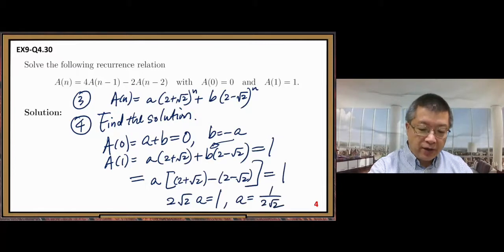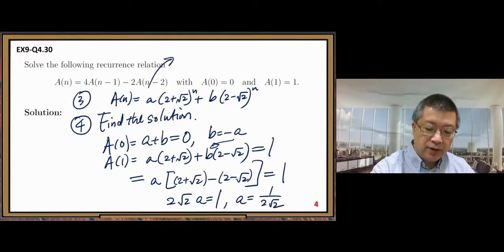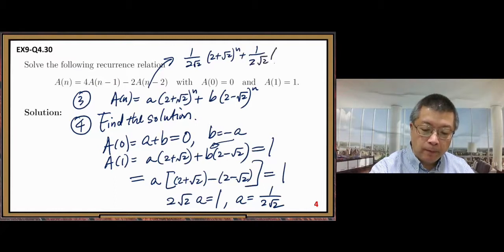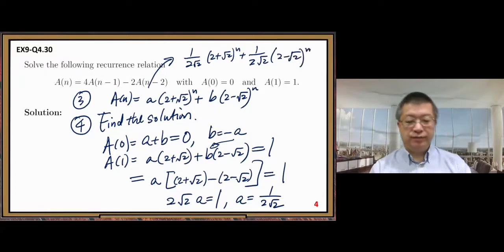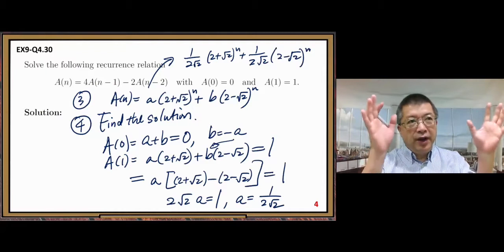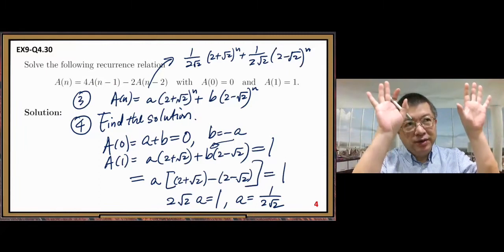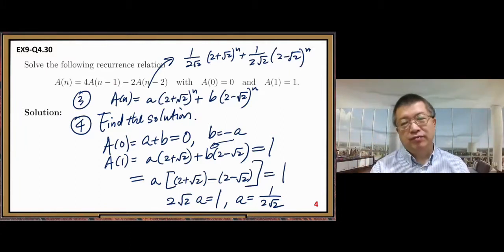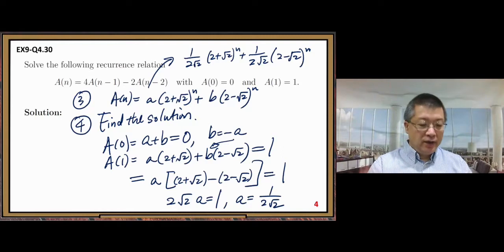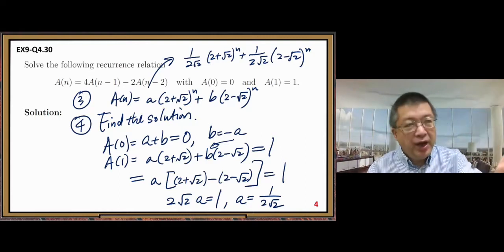Then we can write the final solution as 1 over 2 root 2 plus the second term, the final solution. So here you see the standard steps, 4 steps. So you get 4 points. Let me finish part 3 right here.